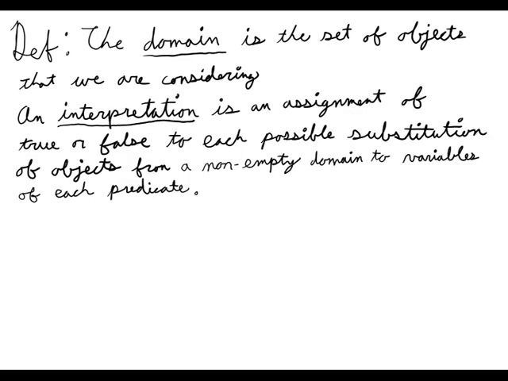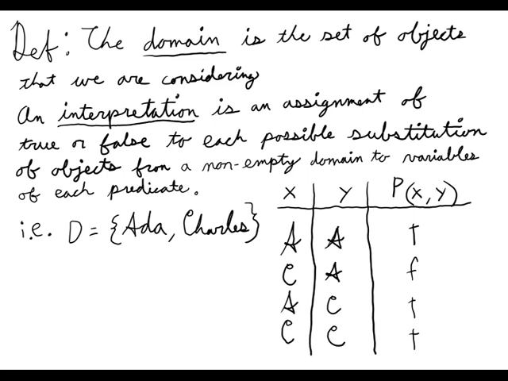An interpretation is an assignment of true or false to each possible substitution of objects from a non-empty domain to variables of each predicate. As a domain for our predicate P(x, y), we could choose Ada and Charles. Then, to make an interpretation, we choose a truth value for each substitution of Ada or Charles for x or y. In this example, Ada and Charles each see themselves, and Ada sees Charles, but Charles does not see Ada.